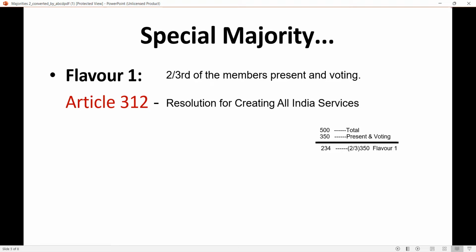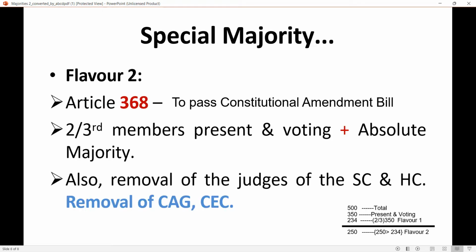For example, this kind of majority is used in the resolution for creating an All India Service, which is passed by the Rajya Sabha, and Rajya Sabha has the special power in this case, so there it is used. The second flavor or second type is when 2/3 of members present and voting plus absolute majority, that is the greater of these two numbers, will be required to pass that bill.